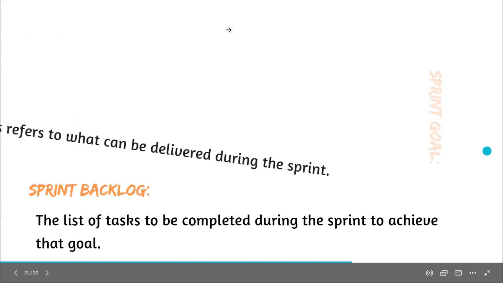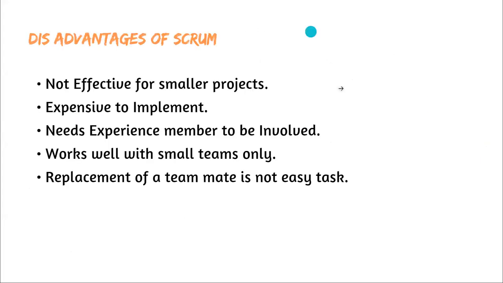So let's talk about the disadvantages of Scrum. Even though Scrum is working fine, it too has some disadvantages. One is that it is not effective for smaller projects. So smaller projects cannot be effective while using Scrum. Second one is that it is expensive. When we are talking about Scrum, the team size will be limited. So if we take limited team members, then we need to pay high, right? So the team is also very expensive to implement.